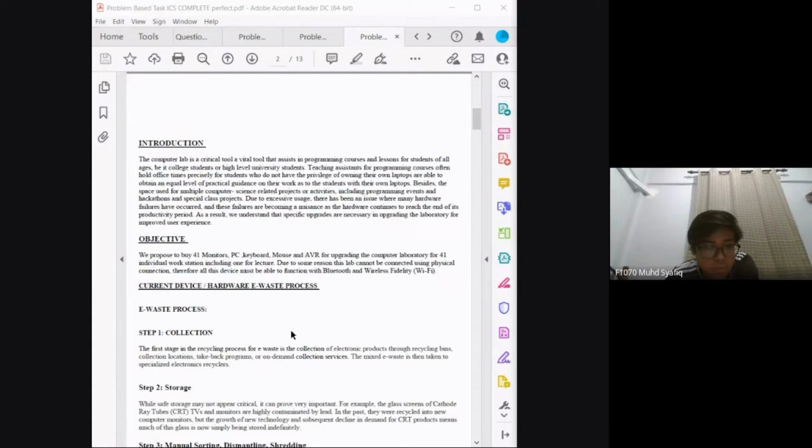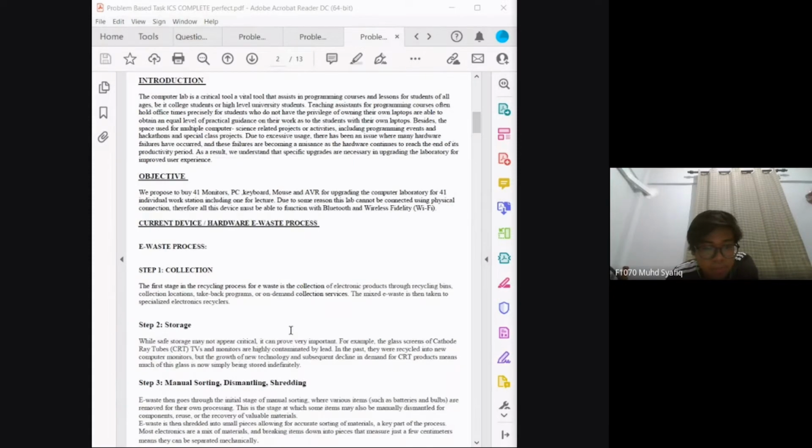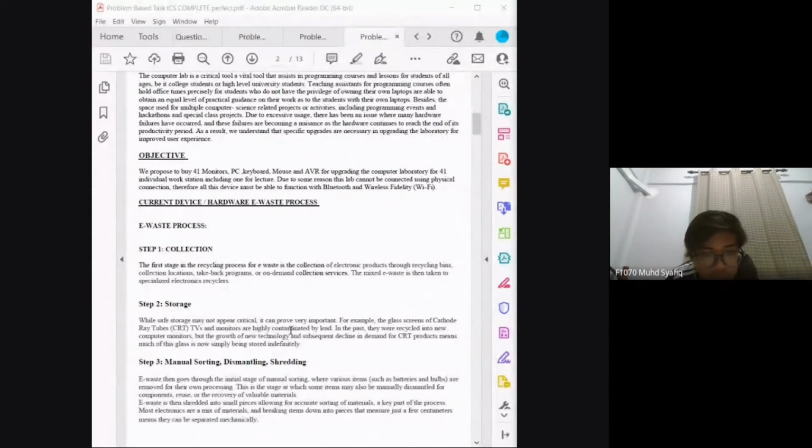Step 2, storage. While storage may not appear critical, it can prove very important. For example, the glass screen of cathode ray tube CRT TVs and monitors is highly contaminated by lead. In the past, they were recycled into new computer monitors. With the growth of new technology and the subsequent decline in demand for CRT products, much of this glass is now simply being stored indefinitely.